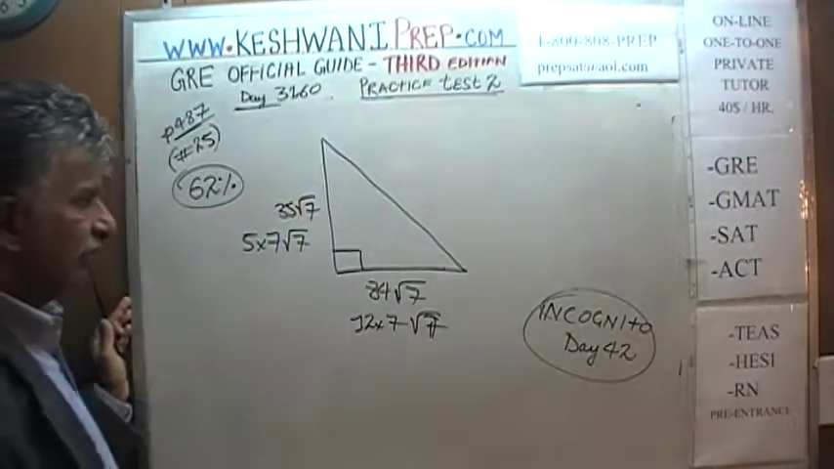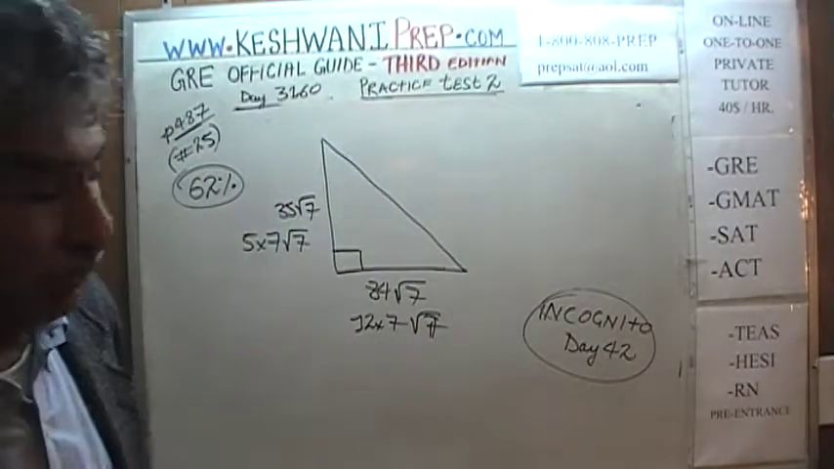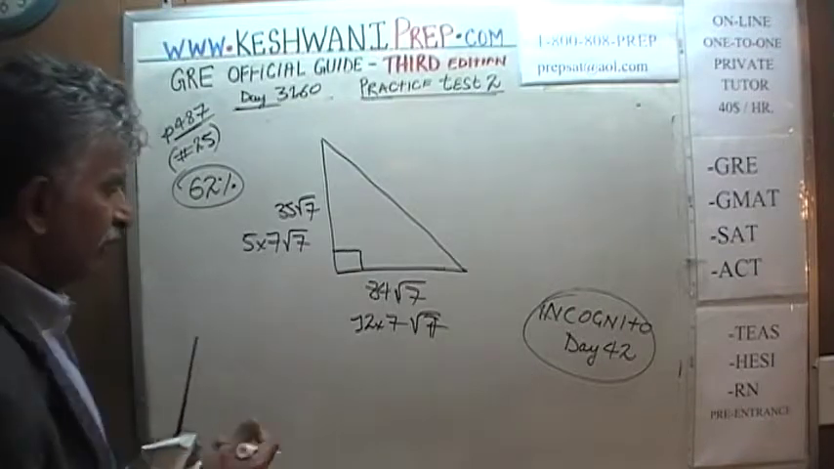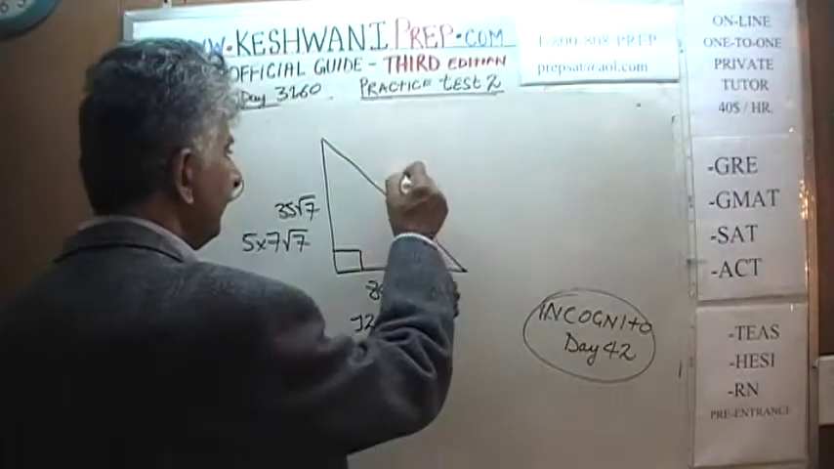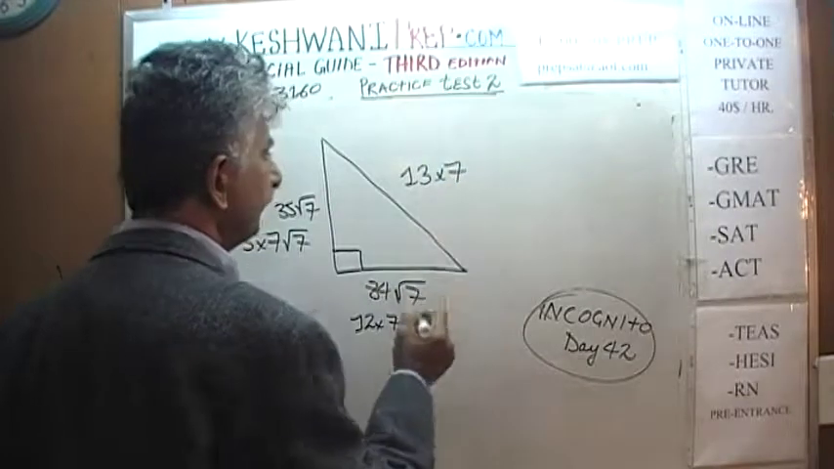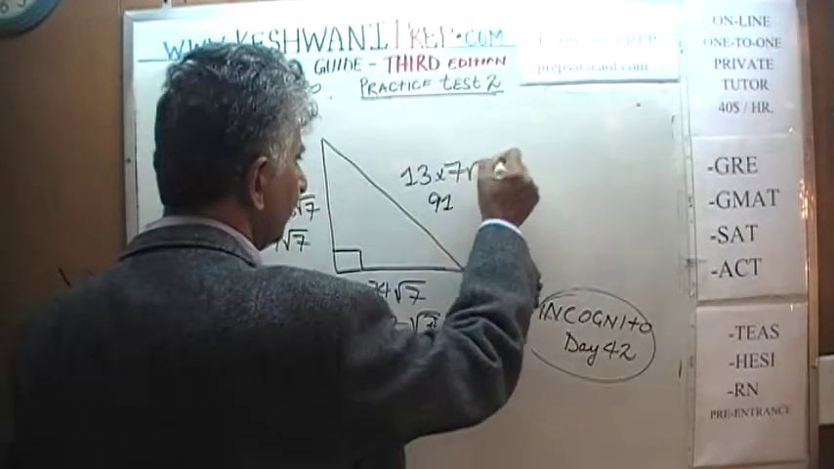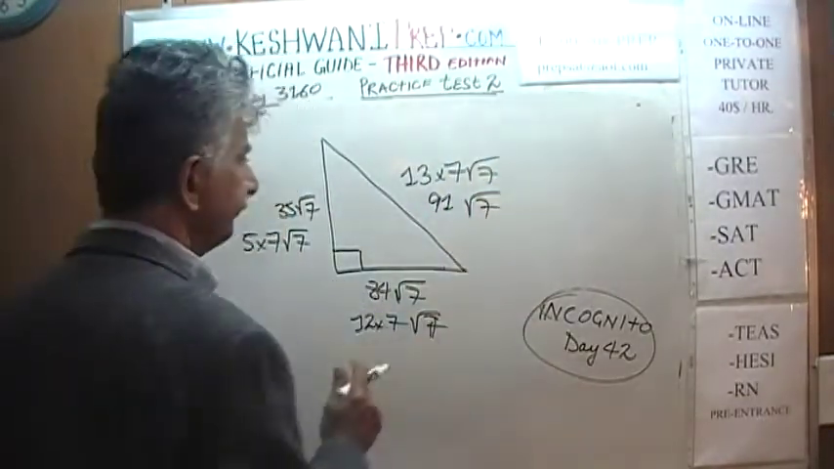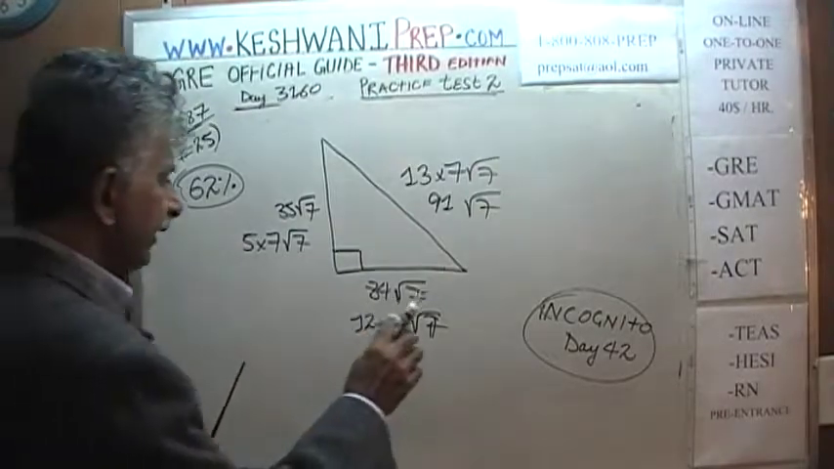Which means the missing side must have been, actually in my notes it was the other way around. In my notes it was the other way around, but it's too late now. The missing side must be 13 times 7, which is 91 root 7. In my notes I had it the other way around. Let's start again.